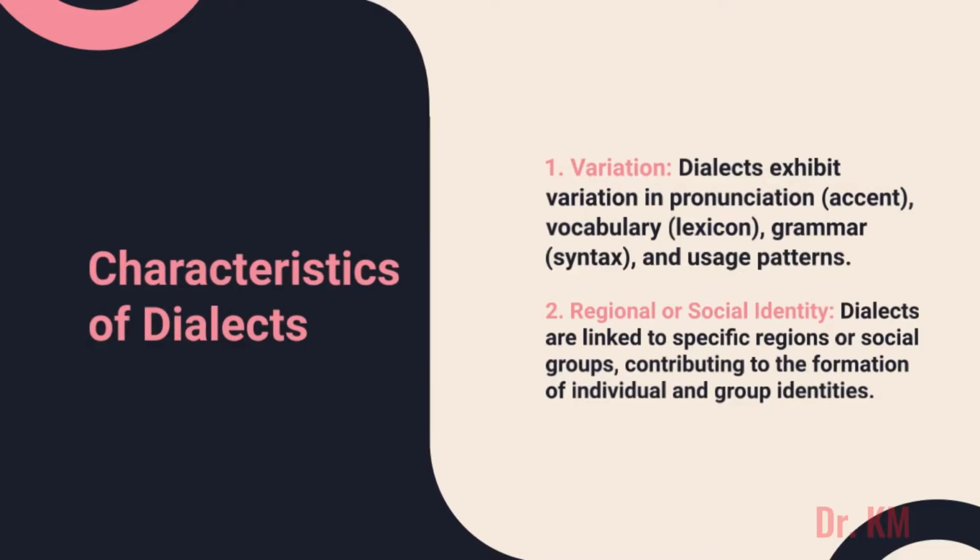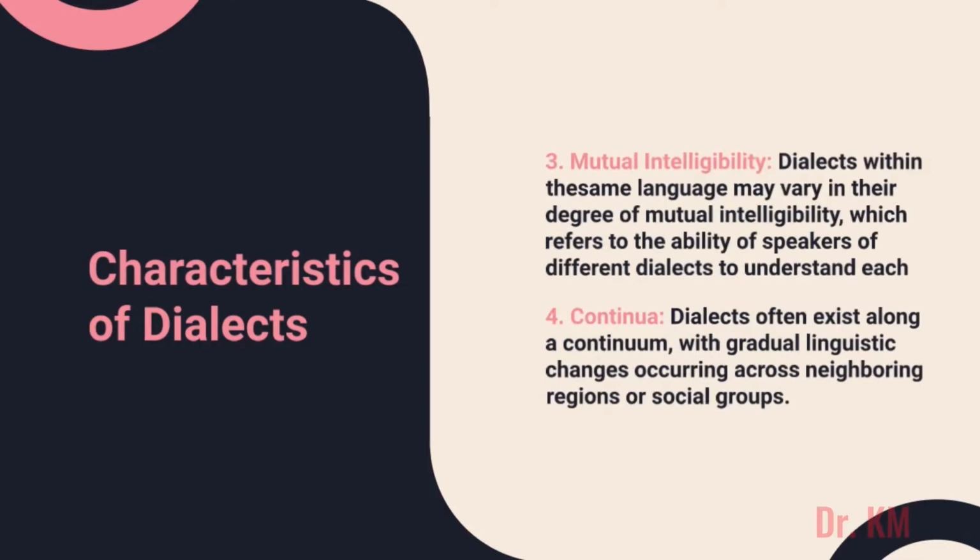Characteristics of dialects. Variation. Dialects exhibit variation in pronunciation, accent, vocabulary, lexicon, grammar, syntax, and usage patterns. Regional or social identity. Dialects are linked to specific regions or social groups, contributing to the formation of individual and group identities. Mutual intelligibility. Dialects within the same language may vary in their degree of mutual intelligibility, which refers to the ability of speakers of different dialects to understand each other.